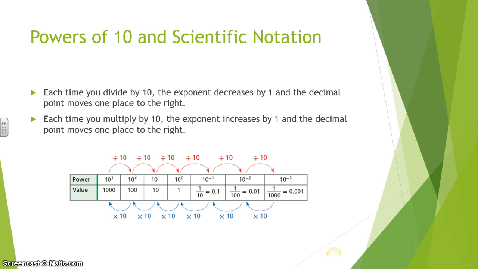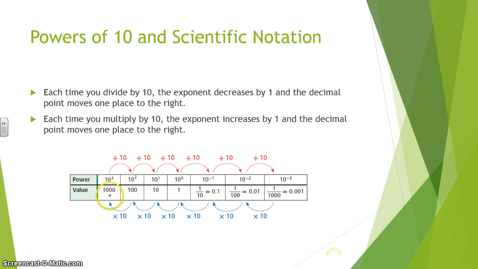So in this chart right here, it's showing you when you divide by 10, how the exponent is decreasing. When you're multiplying by 10, the number of zeros is decreasing as well here. So we have 10 to the third, 10 squared. Here we have 1,000 and 100. So notice the pattern taking place with the powers. Notice the pattern taking place with the values.